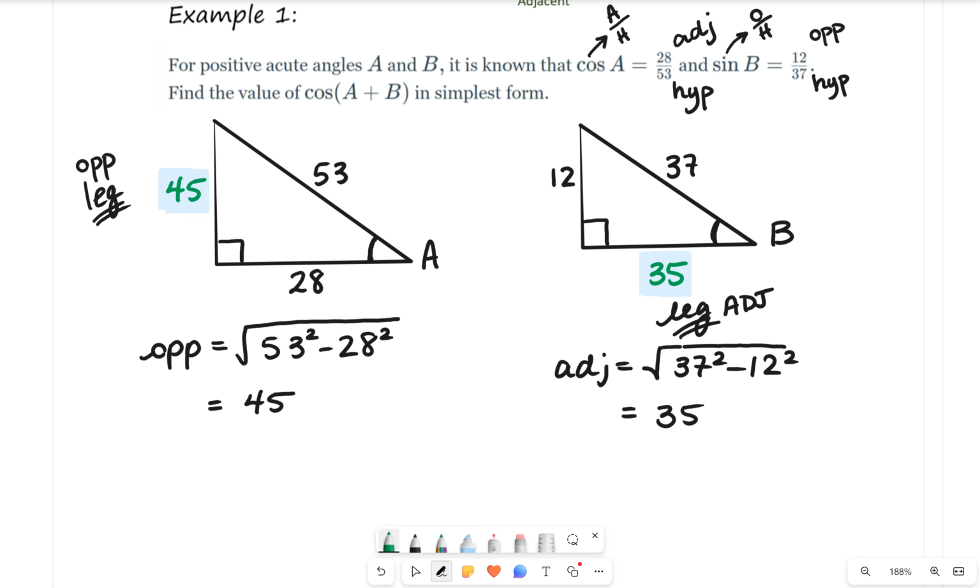In green, I have put what was found. In black was given to us in our story problem, or in our sentence. So now that we have constructed these triangles with all the given information, we are going to proceed with finding the value of cosine A plus B, which is the goal of this problem. Find the value of cosine A plus B.